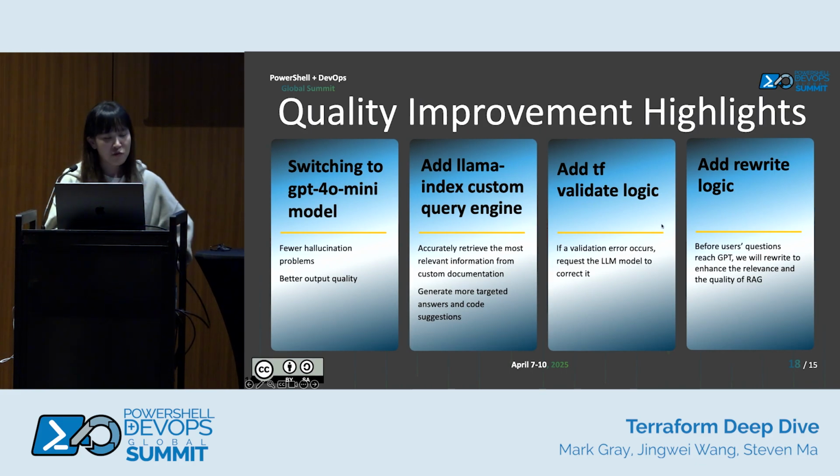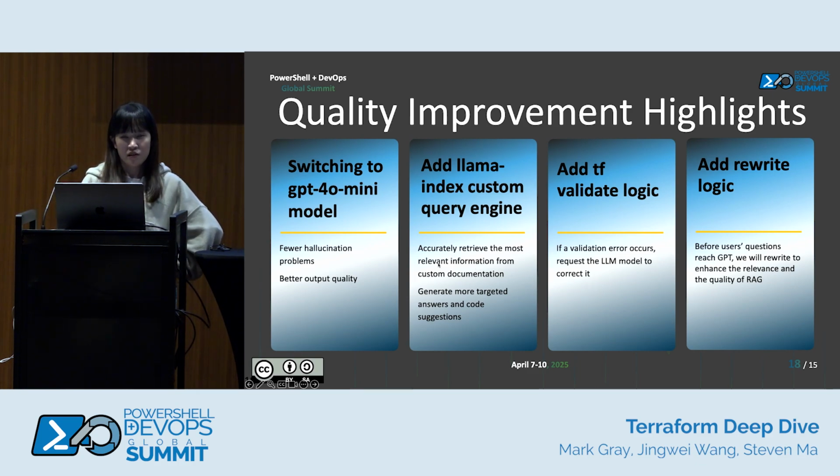So first, we have switched to the latest GPT-4o mini model. This model is more advanced because it generates fewer hallucinations, which means the generated resources actually exist. They are not from imagination, and this improves our generated content quality.